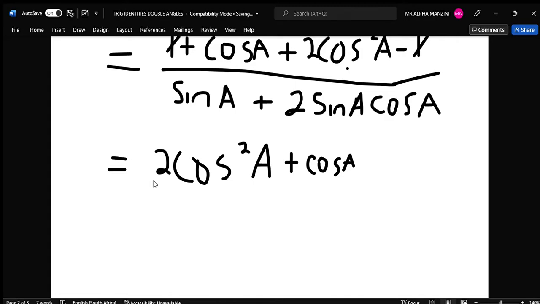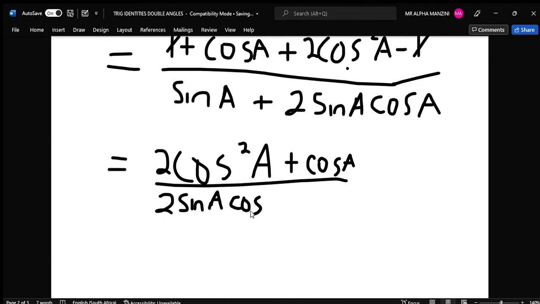So here at the bottom, it's 2 sine A cos A, plus sine A, since positive and positive is positive.